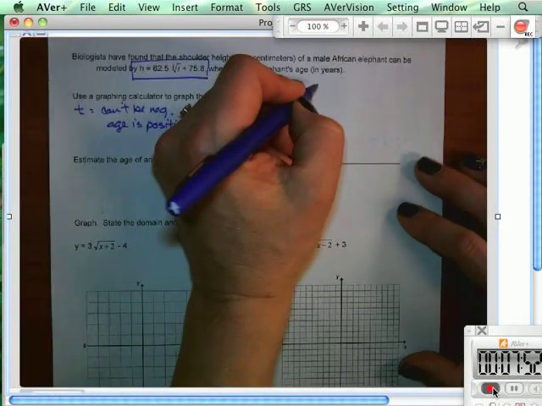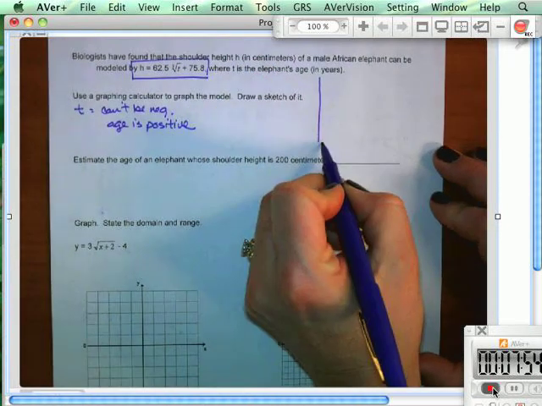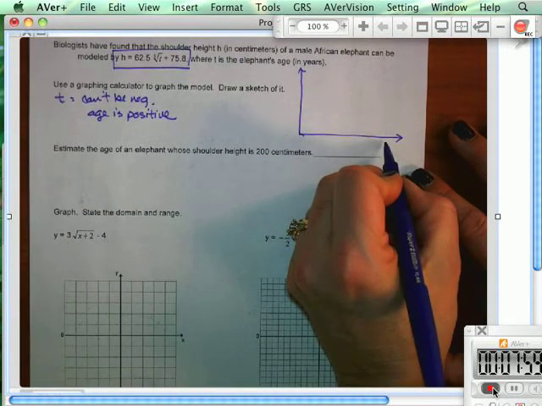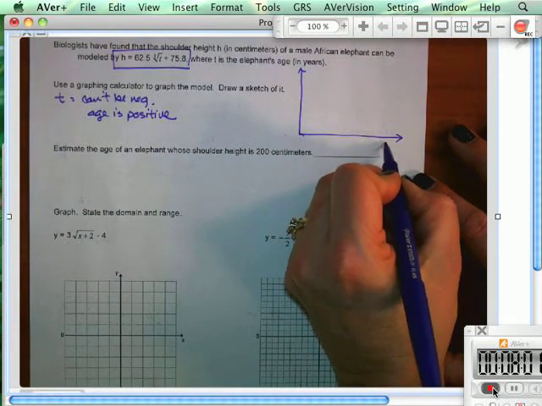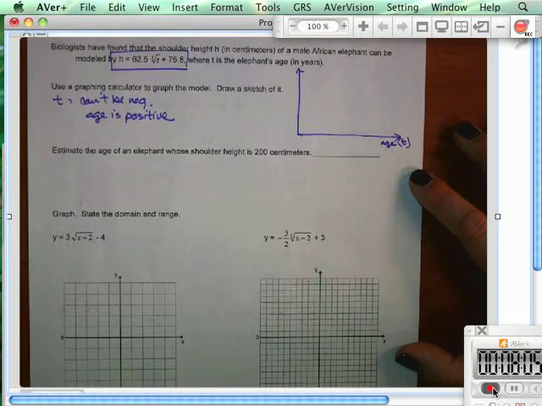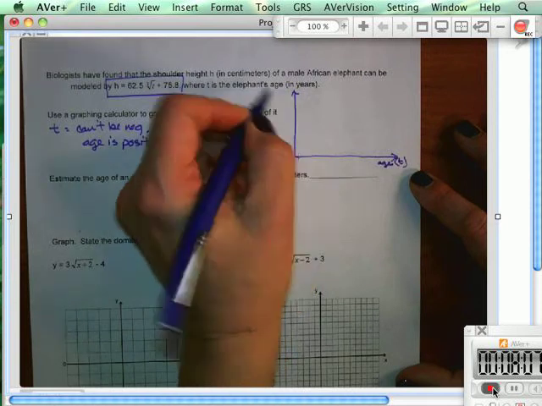So I just want you to draw kind of a little x and y axis here. X represents what? Age, which is actually represented as t here. This axis represents what? Height.